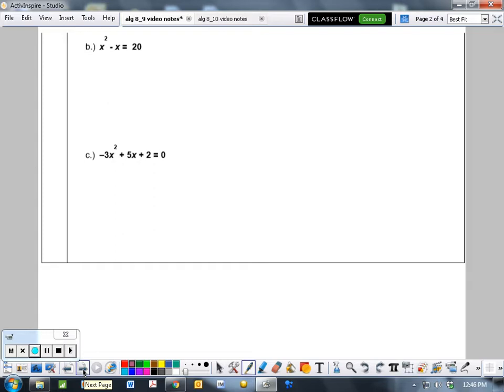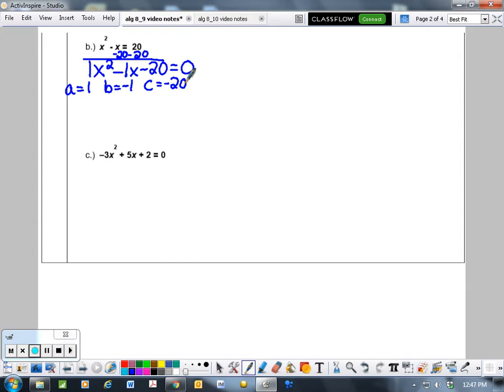So let's try another one. Our next one doesn't have an equal to 0, so we need to make it look equal to 0. So we're going to move this 20 to this side, which means now it's going to look like 1x squared minus 1x minus 20 equals 0. Has to be equal to 0 for this to work. So then we get an a value of 1, a b value of negative 1, and a c value of negative 20.